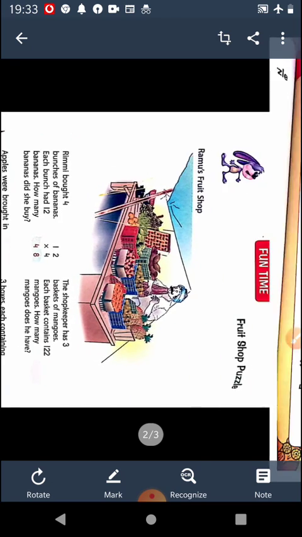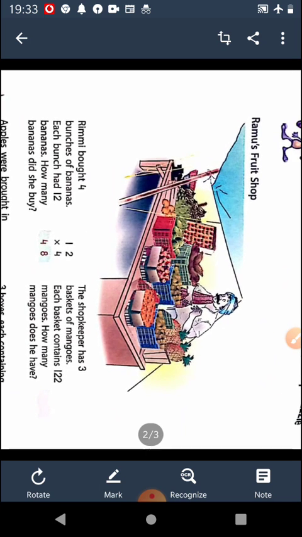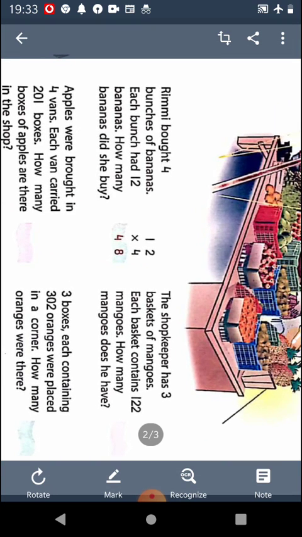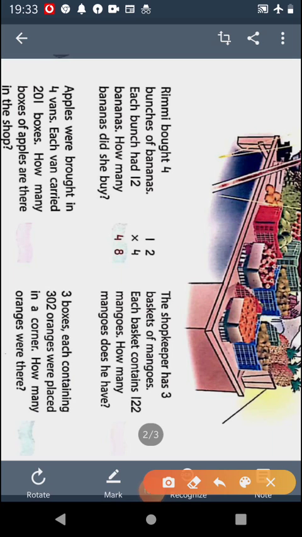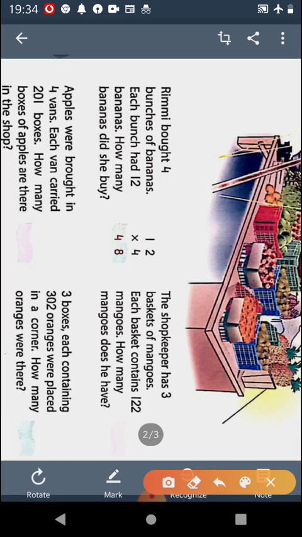Fun puzzle. It is fruit shop puzzle. Now first is, Rimi bought a bunch of bananas. Each bunch had 12 bananas. How many bananas did she buy? Now the question is, let me take a color. Rimi bought 4 bunches of bananas and each bunch had 12 bananas. Okay, so how many bananas did she buy?